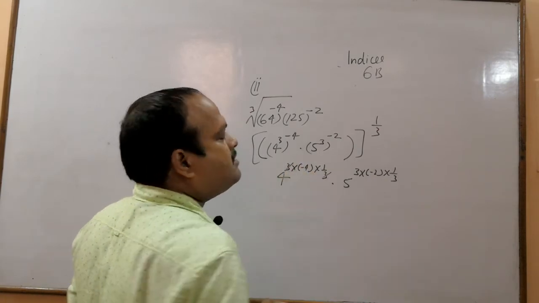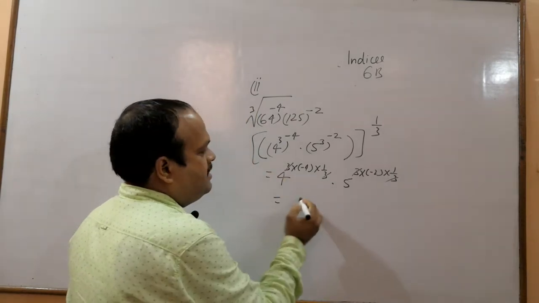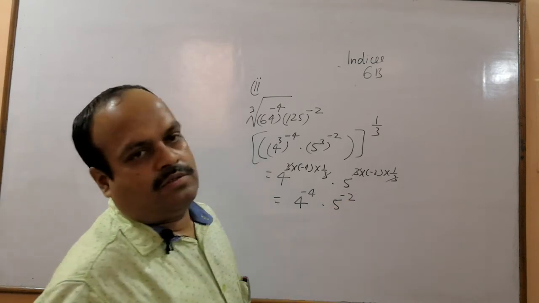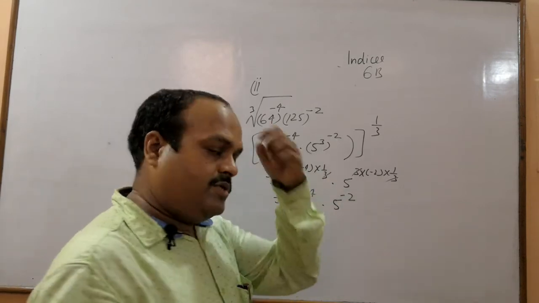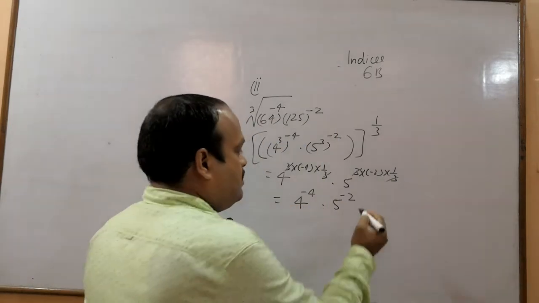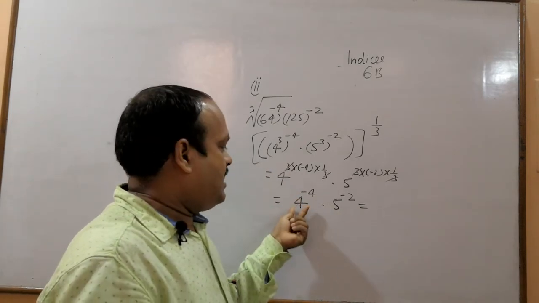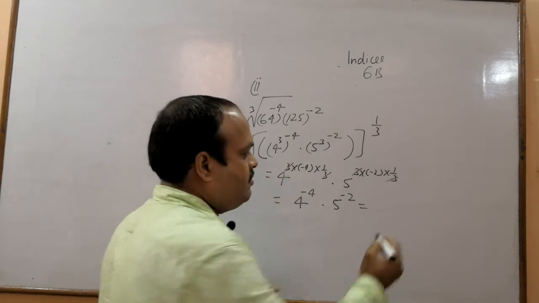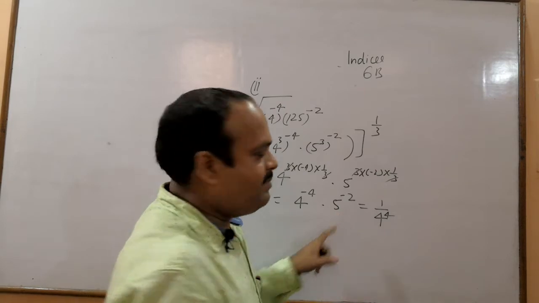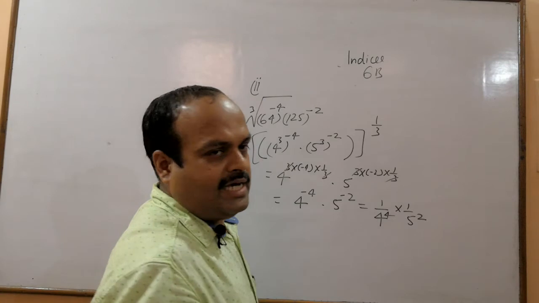So here this can be cancelled out, so we get 4 to the power minus 4 into 5 to the power minus 2. Let us make the powers positive using the rule we discussed in the last video. To make this power positive, we will have to write the reciprocal of 4, which is 1 by 4. So we will get 1 by 4 to the power 4. Similarly, this can be written as 1 by 5 to the power 2. Okay?